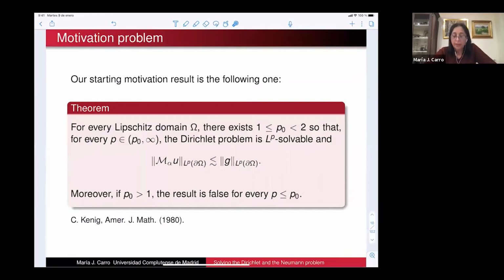So our starting motivation for the problem that I'm going to explain is the following theorem due to Carlos Kenig in the 80s. He proved that for every Lipschitz domain, there exists a P0 less than 2, so that for every P strictly bigger than P0, the Dirichlet problem is solvable. And moreover, if P0 is bigger than 1, the result is false for every P less than or equal to P0.